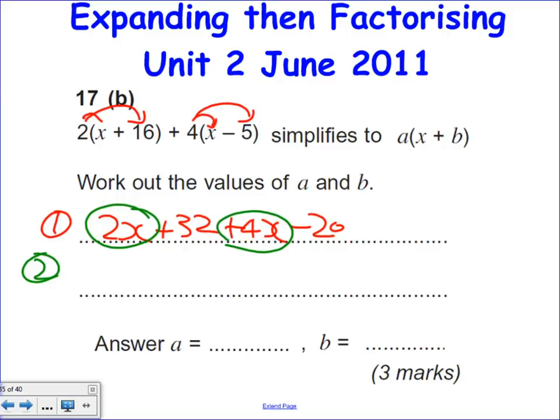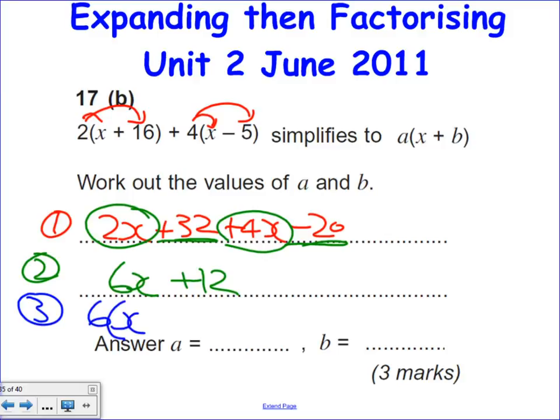Just simplifying. 2x plus 4x. And then I've got plus 32 minus 20 plus 12. Step 3 is factorising it. What's common to both? 6. What do I multiply by 6 to get 6x? Good. What do I multiply by 6 to get 12? So looking at the format of that, what is A? And what is B?